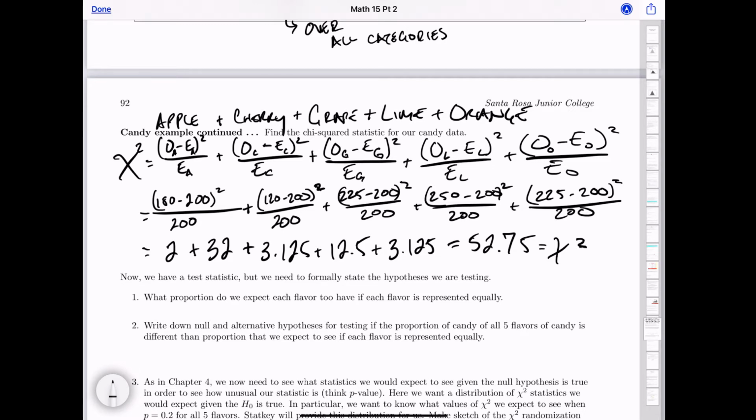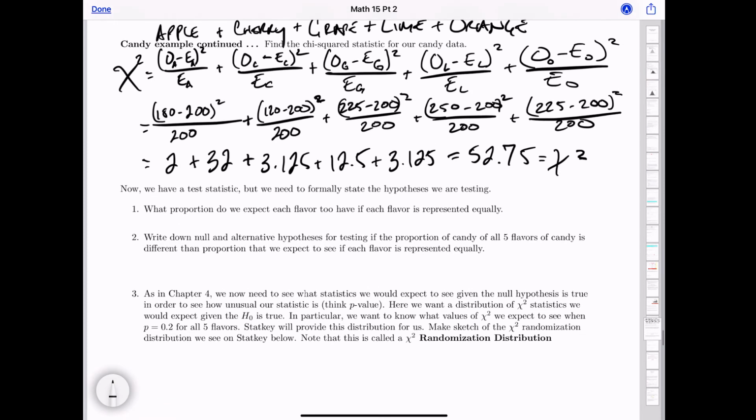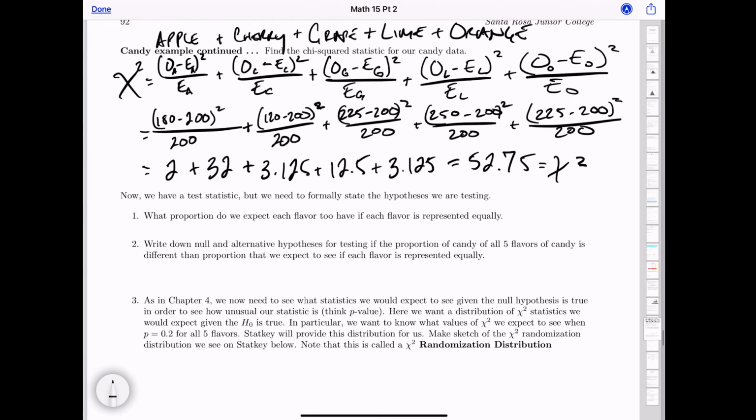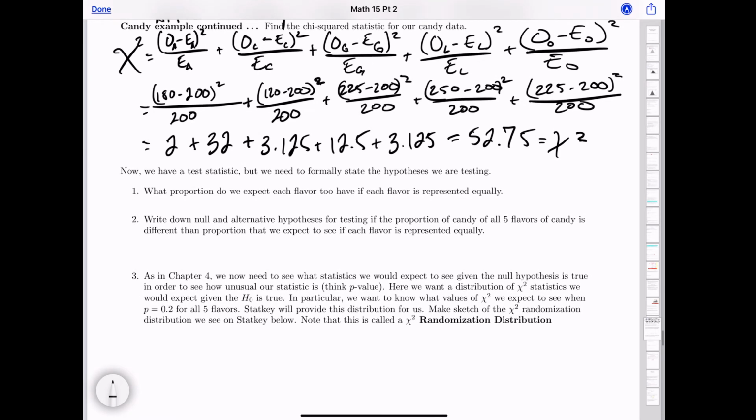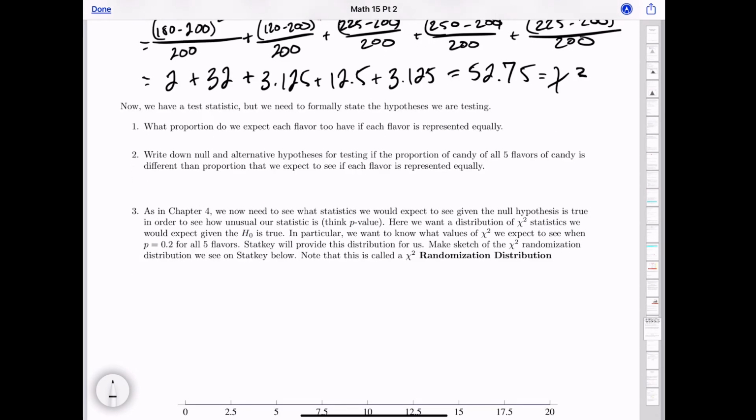All right, since this is the first time we're calculating it, we really have no way of judging whether this is a big number or a small number. So the next step is finding out if this is indeed an extreme statistic, or does this indicate that our observed values are close enough to the expected? Now that we have our test statistic, we're going to formally state the hypotheses, and we're going to test them.